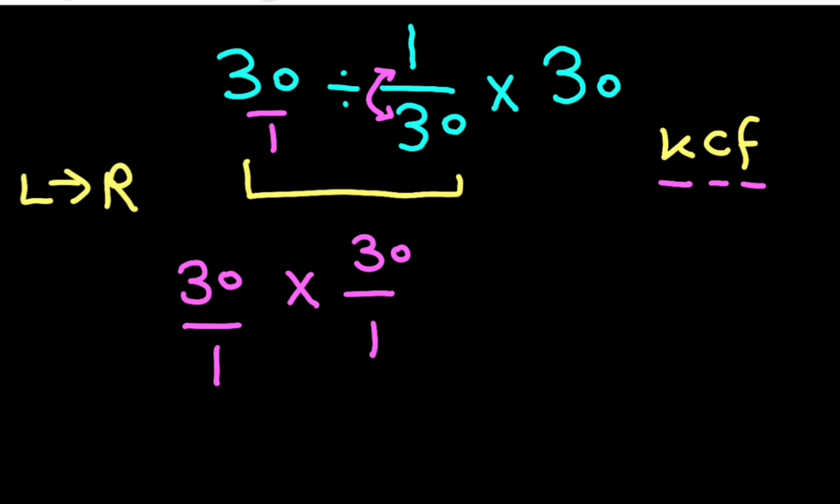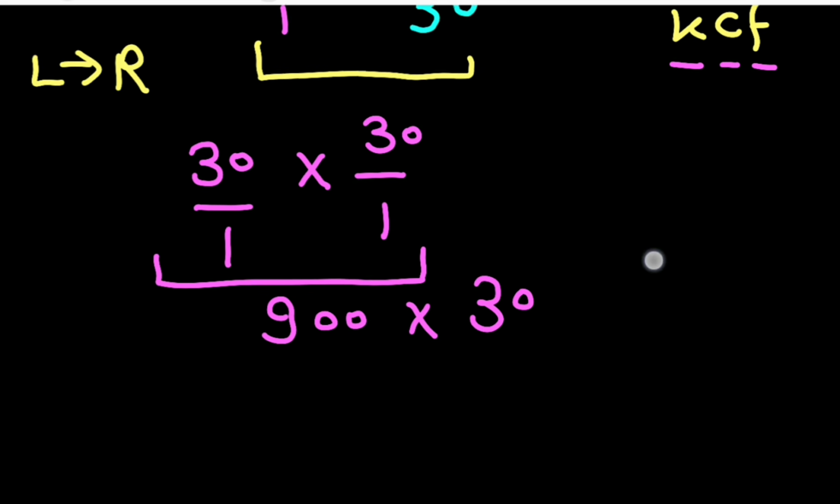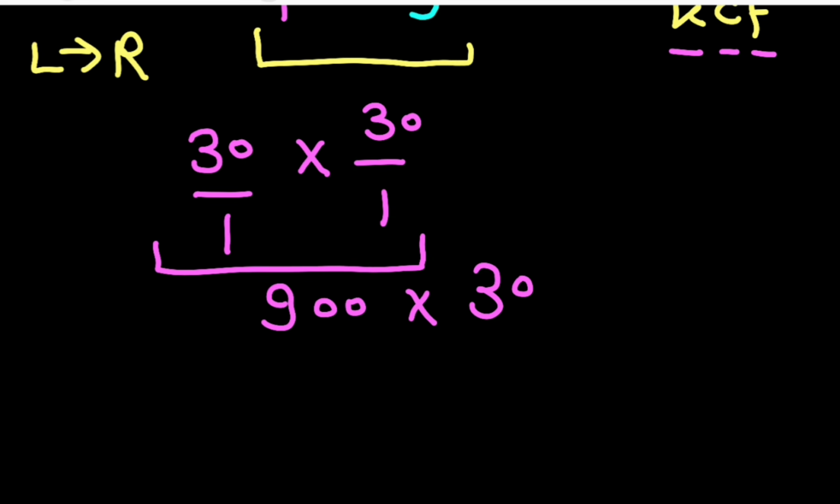Now, this expression equals 900. Now we have times 30. So the final answer is 900 times 30.